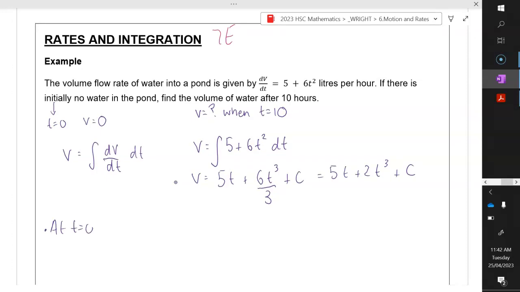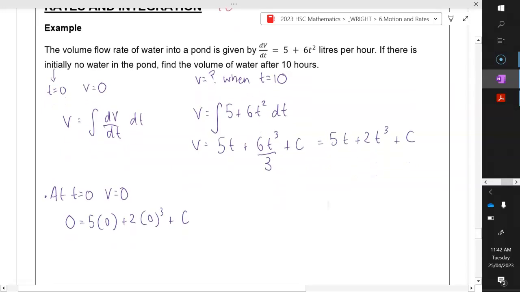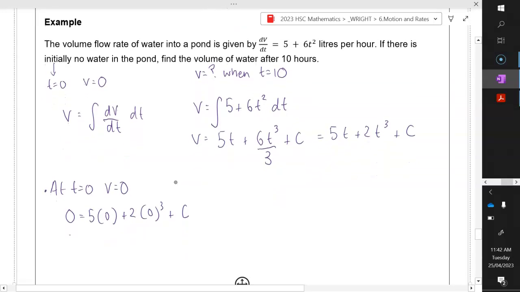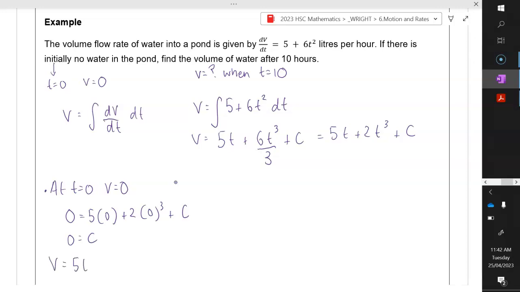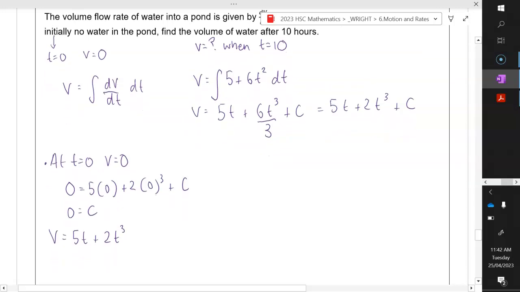Now initially, at time equals 0, volume is equal to 0. So we can pop that into this equation here. So we're going to have 0 is equal to 5 times 0 plus 2 times 0 cubed plus c. All I've done is popped a 0 where my V is, a 0 where time is, and I've got that my constant in that case is going to be 0. So 0 is equal to c. So I know that my volume is 5t plus 2t cubed plus 0.